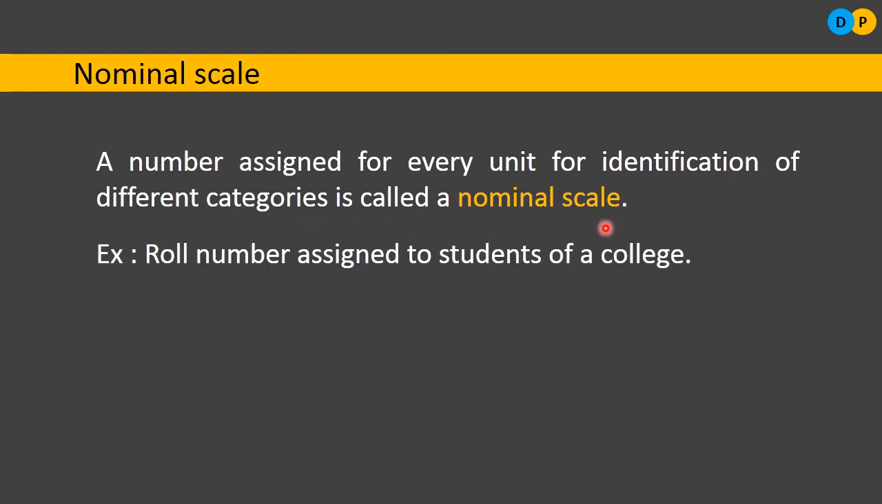Okay, so for example, roll numbers are assigned to students of a college. How are they assigned, why are they assigned? Just to identify, because in a classroom there may be 10 students by the name Raju.